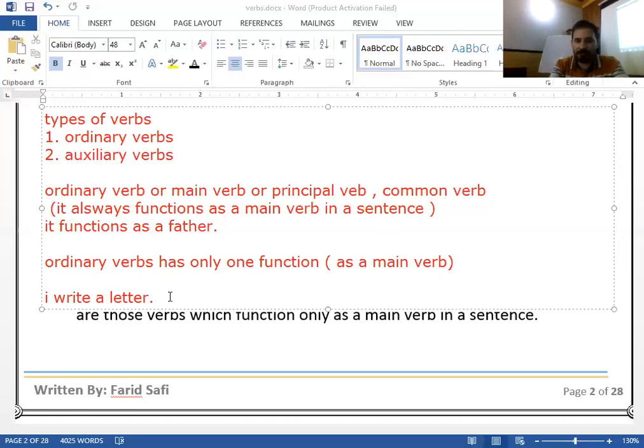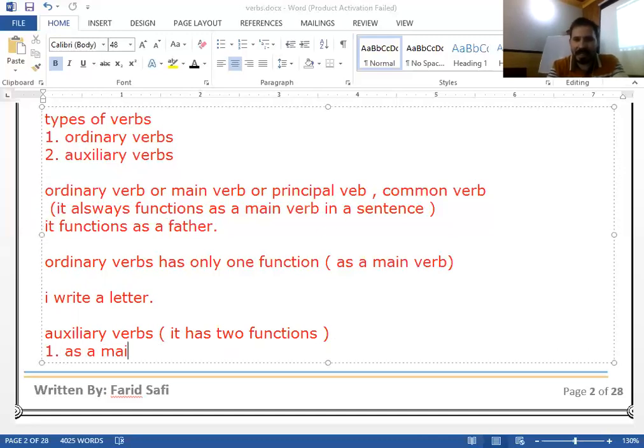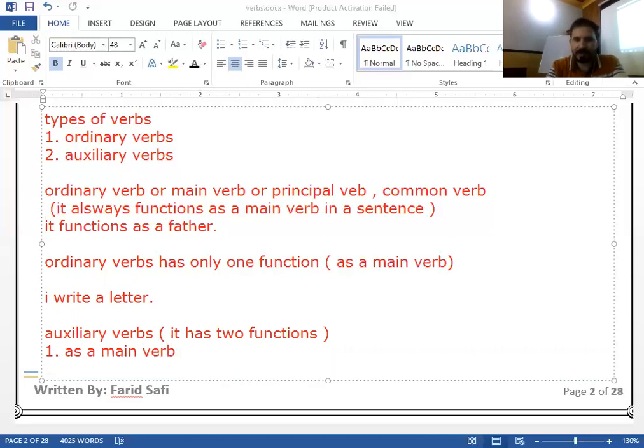Now auxiliary verbs have two functions. Number one function is a main verb, and number two function is a helping verb. It has got two functions. Ordinary verbs, how many functions do they have? One function in a sentence. Whereas auxiliary verbs, how many functions do they have? Two functions.